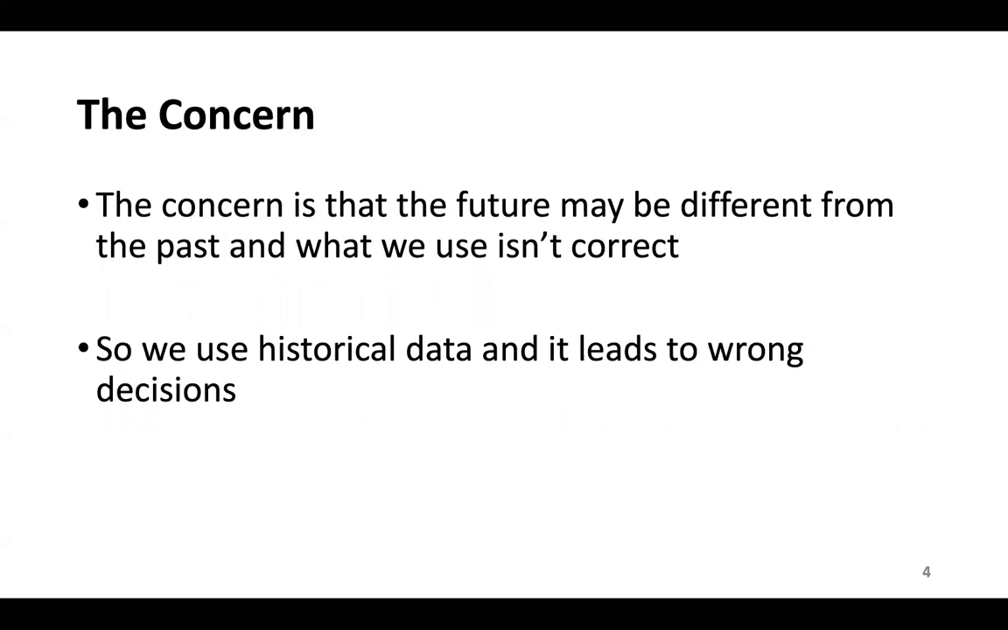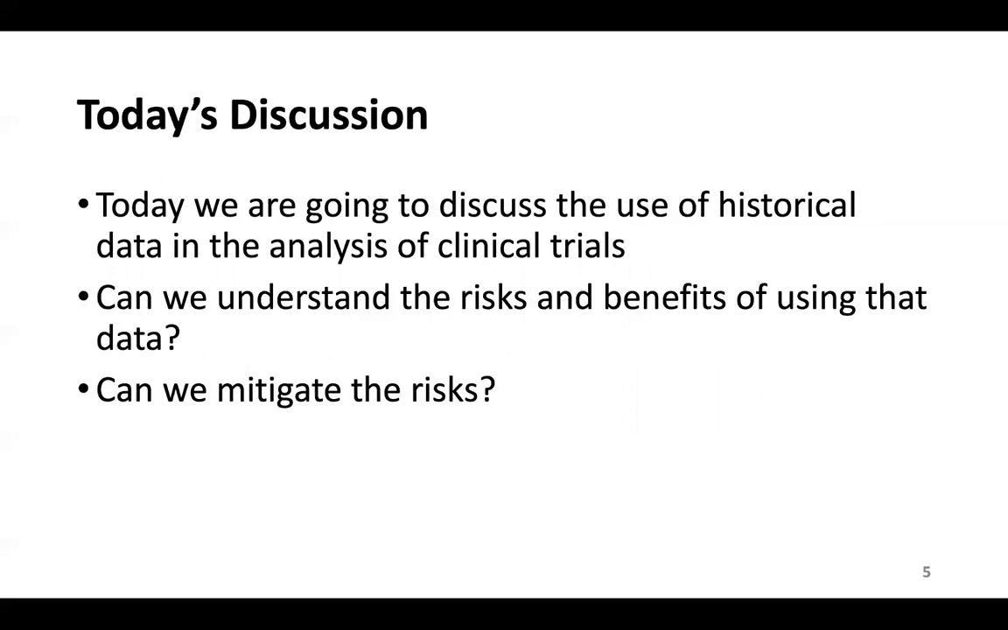The concern in here is, what if the future is different from the past, and we're using historical data and it's not actually appropriately measuring what the world is now, and our inferences are off? So we can draw wrong conclusions in trials by using historical data. So we have this great potential, but also this concern. I'm going to spend a good bit of time in today's discussion talking about both of these.